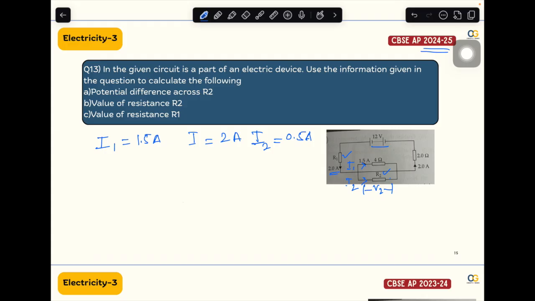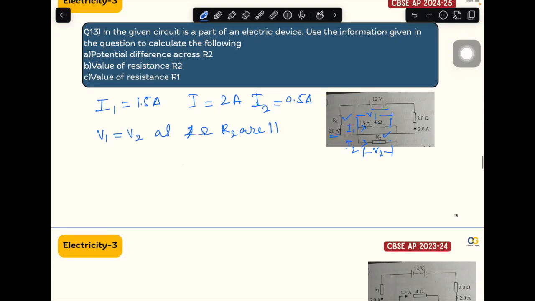Now if I find out the voltage V1, I can get the voltage V2, because whatever is V1, V2 will have the same voltage, since R2 and 4 ohms are parallel. So I can write V1 is equal to V2, as 4 ohms and R2 are parallel, correct? So if 4 ohms and R2 are parallel, I will write V1 as equal to I1 into R, whatever that R is, 4 ohms.